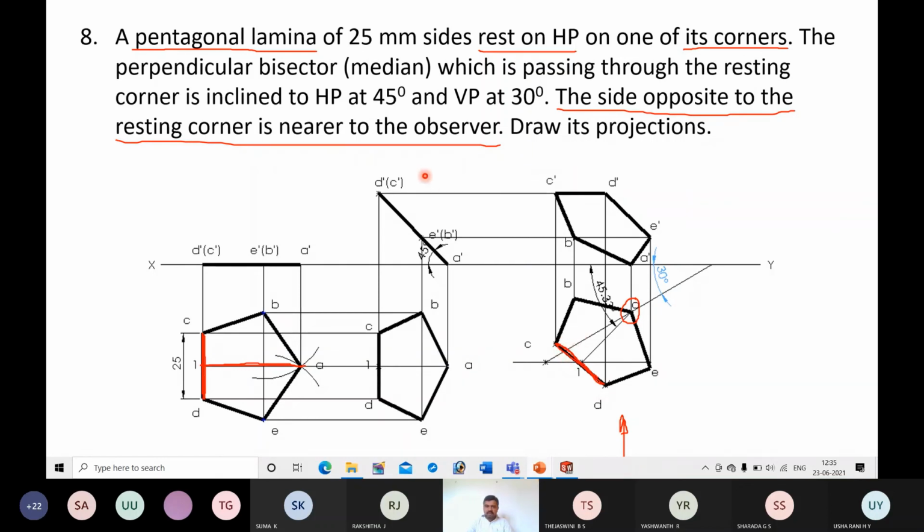That means CD is the side opposite to the resting corner. So when you go for redrawing it, you have two options. Either you can take A upwards like this, or you can take this as C. You can make this as 1 and this as A. Okay, if you consider this point as A and this as 1, then the resting corner will become nearer to observer and this side will go upwards and it will become farther. So the side opposite to the resting corner is nearer to the observer means you should redraw this such that compared to A, CD should be nearer to observer like this.